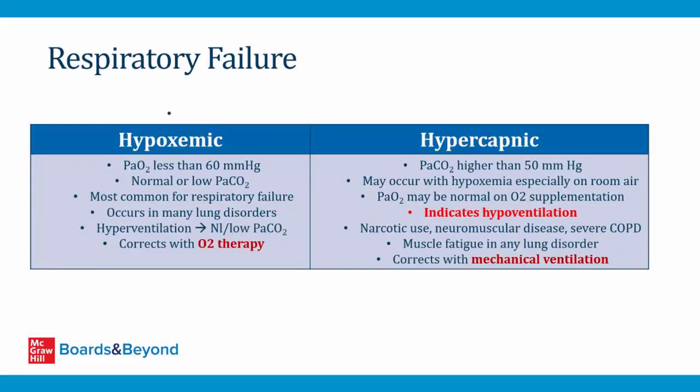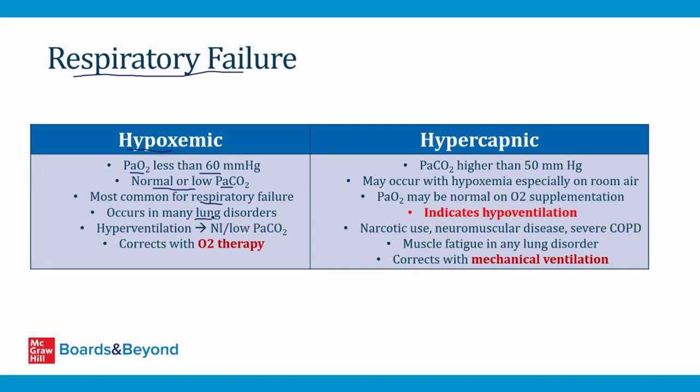And so that brings me to my final slide, where I just want to tell you about the terminology we use around respiratory failure. There are essentially two ways patients develop respiratory failure. The first is hypoxemic. In hypoxemic respiratory failure, the PaO2 is less than 60, but the PaCO2 is normal or low. And this is the most common form of respiratory failure. It occurs in lots of lung disorders.